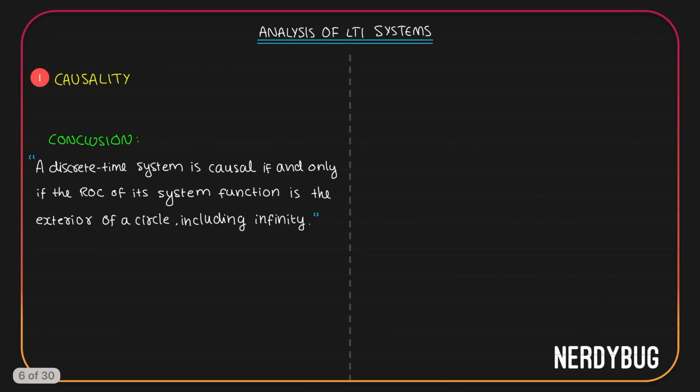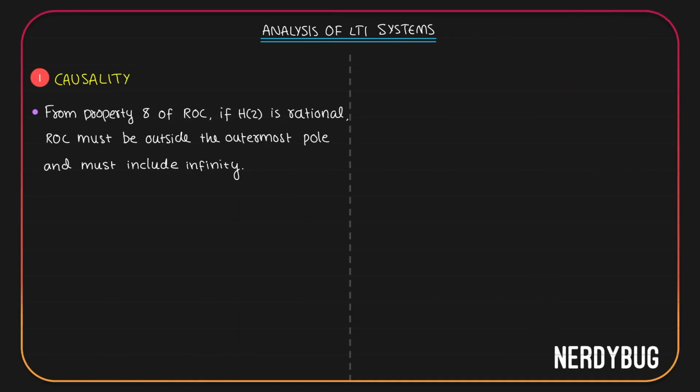So we can make the conclusion that a discrete time system is causal if and only if the ROC of its system function is the exterior of a circle, including infinity. We have also learned from property 8 of ROC that if H of z is rational, then ROC must be outside the outermost pole and it must include infinity. If the ROC of H of z includes infinity, that means limit z tends to infinity H of z must be a finite value. It should converge to a finite value. It should not be infinite.